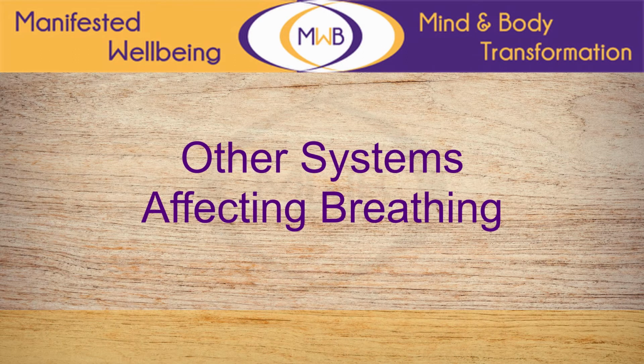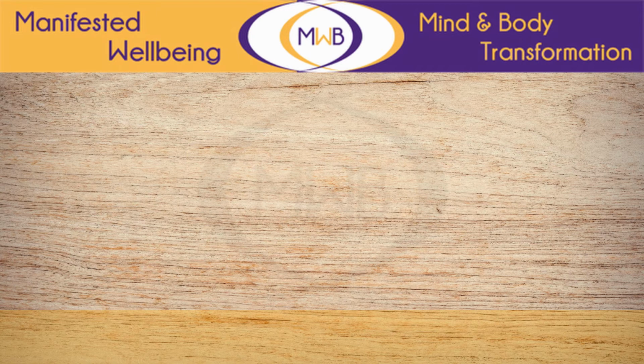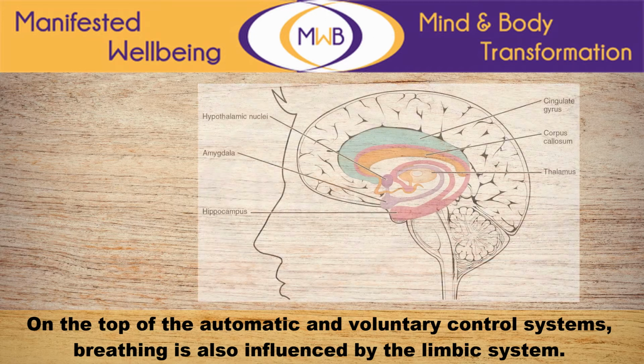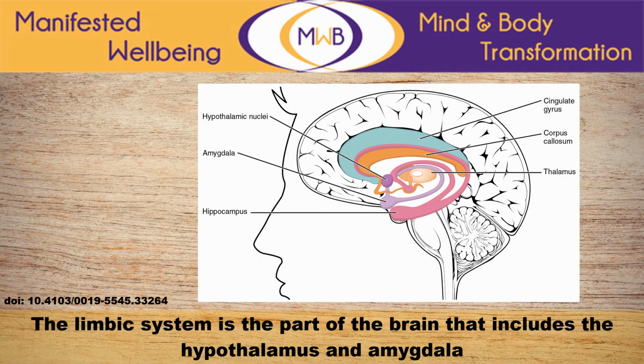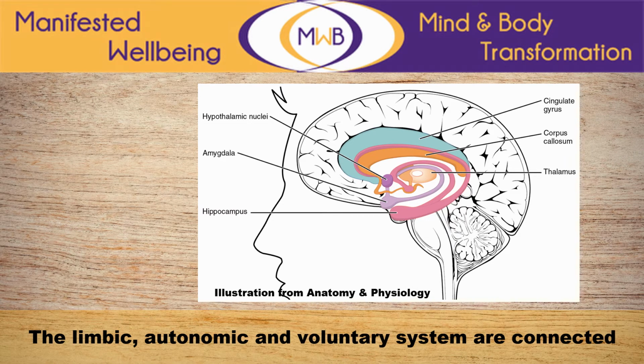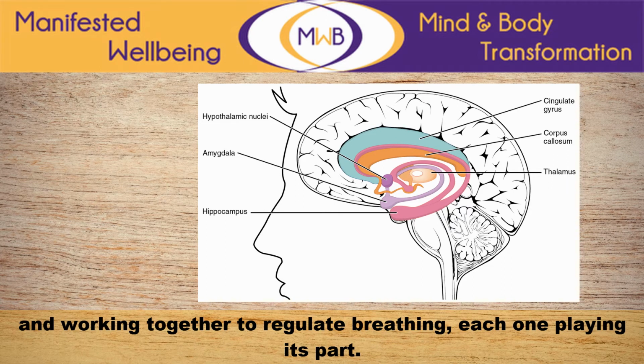Other systems affecting breathing. On top of the automatic and voluntary control systems, breathing is also influenced by the limbic system. The limbic system is the part of the brain that includes the hypothalamus and amygdala, among other important regions, and is concerned with emotions, memory, and motivation. The limbic, automatic, and voluntary systems are connected and working together to regulate breathing, each one playing its part.